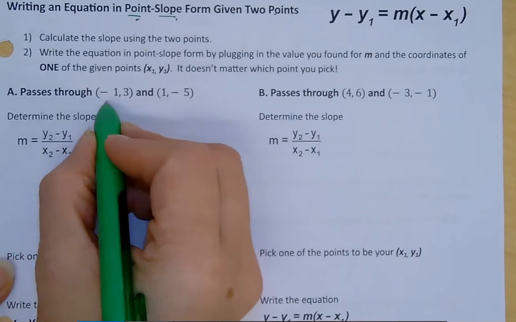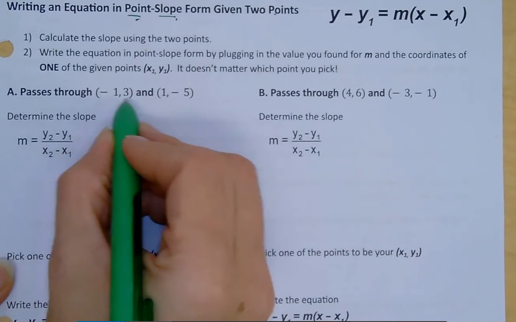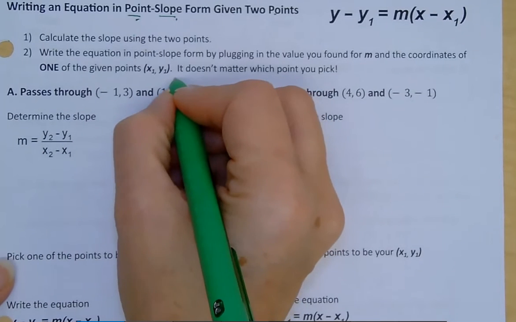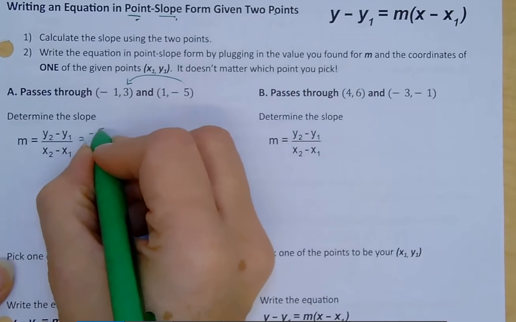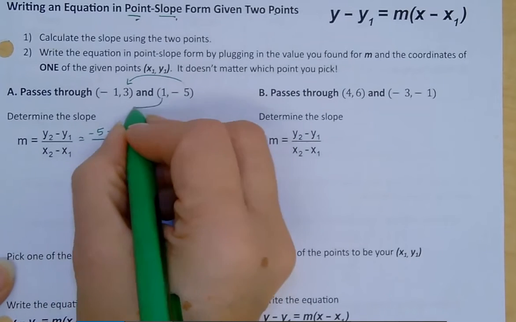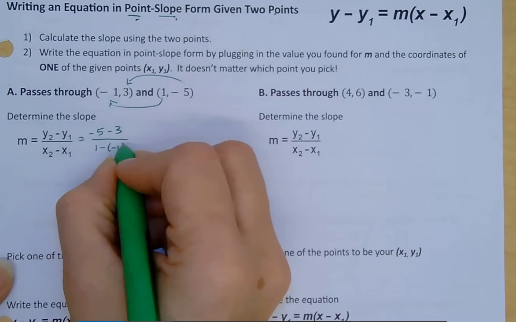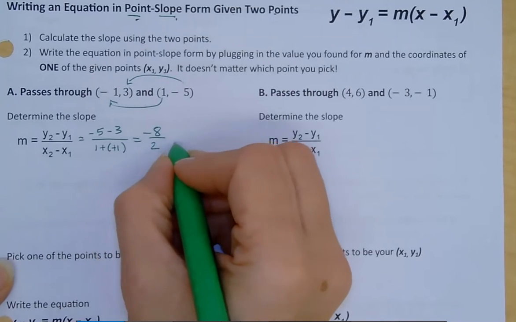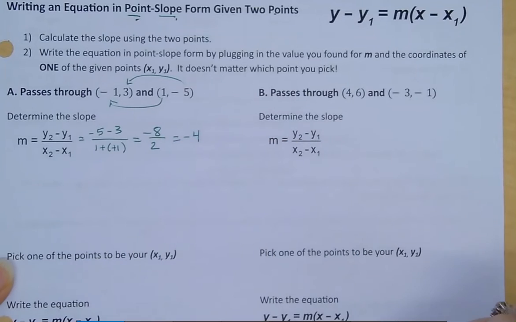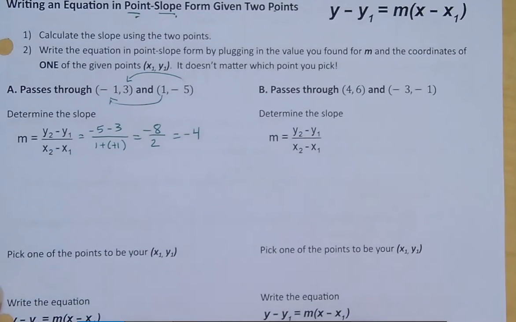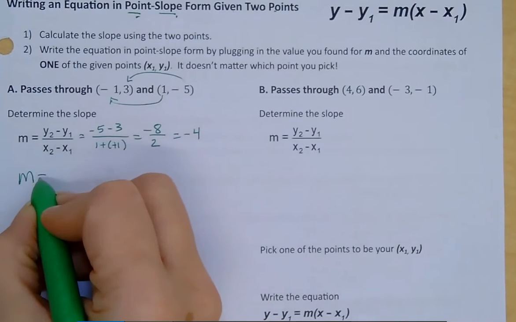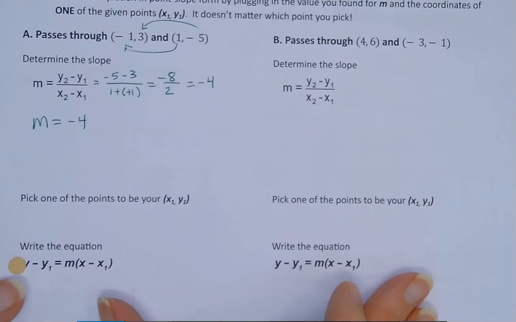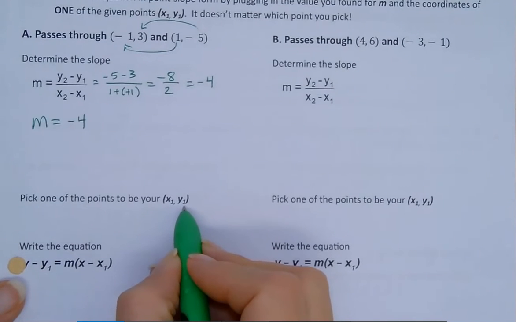Right? So if these are my 2 points, I have a line that passes through -1, 3 and 1, -5. So my slope is going to be -5 minus 3 over 1 minus -1. So I have -8 over 1 plus 1, which is 2. My slope is -4. All right? So it says determine the slope. Slope is -4. Then it says pick one of the points to be the x sub 1, y sub 1.